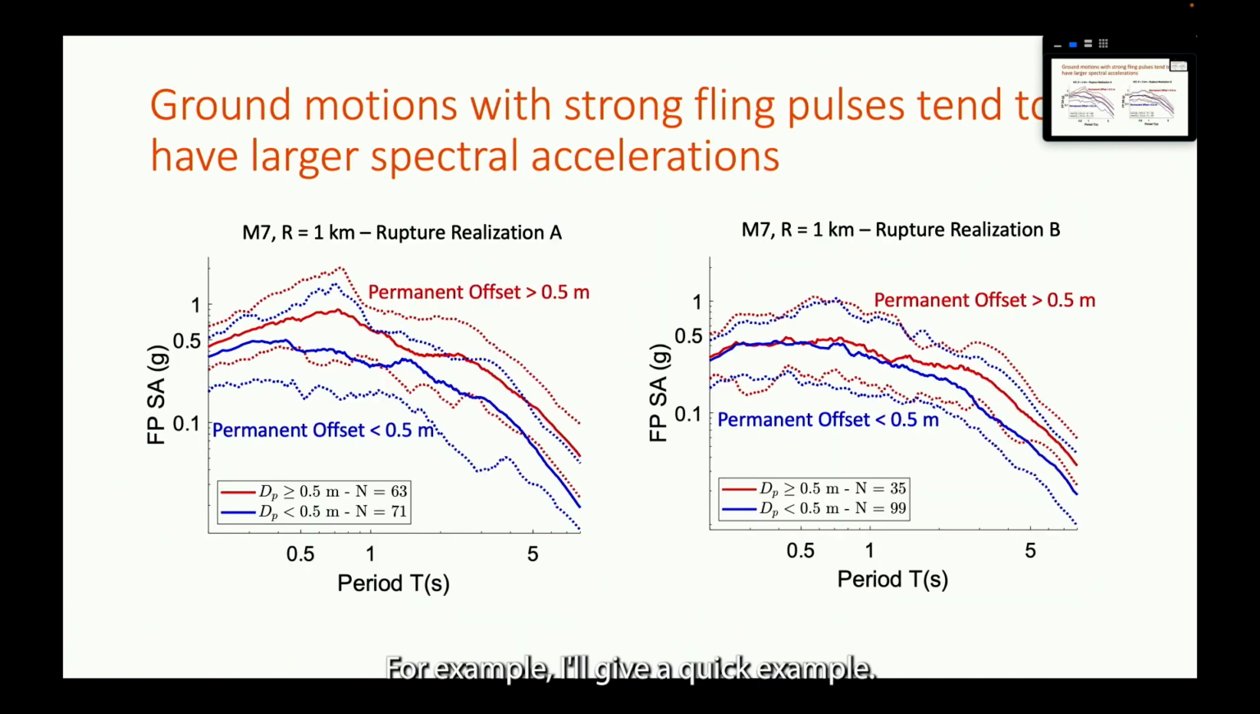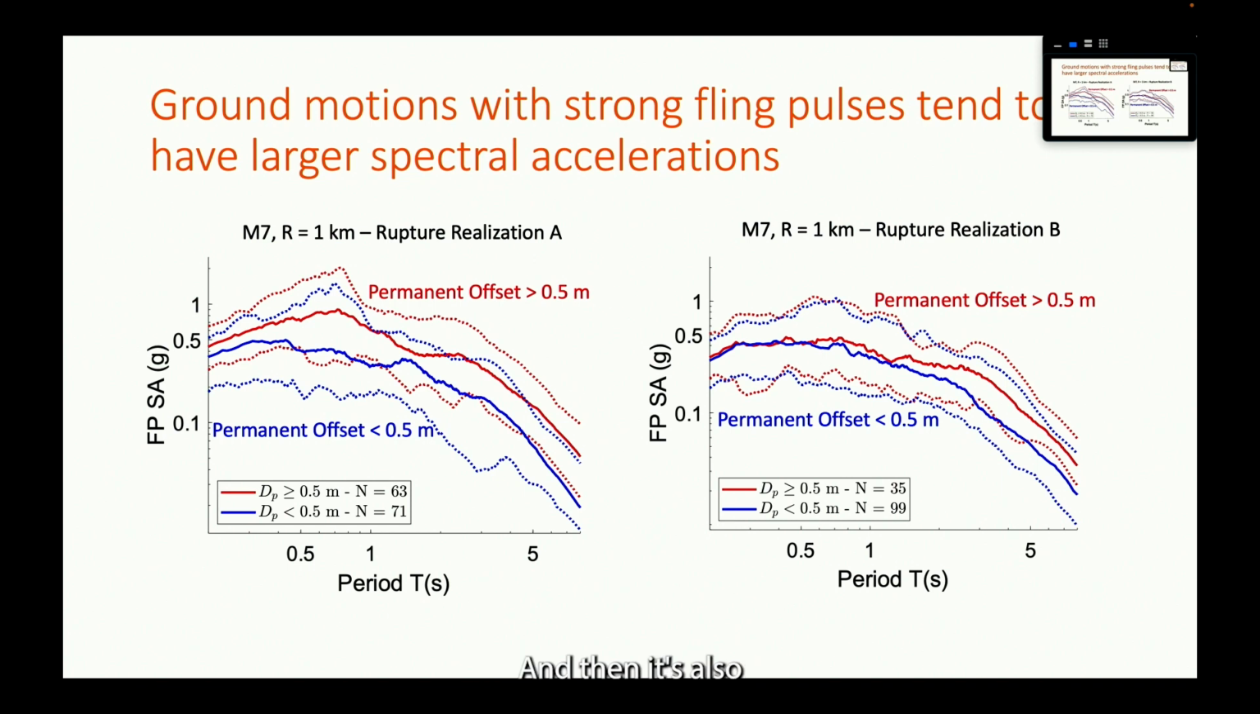For example, I'll give a quick example. We see that ground motions with strong fling pulses actually tend to have larger spectral accelerations. So we have different spectral shapes than those without. On the left here, you're seeing spectra for magnitude 7, distance of 1 kilometer for one single rupture realization. And we're distinguishing between records that have permanent offset over 0.5 meter and those that have less than 0.5 meter. So we're seeing a large difference in their spectral shapes.